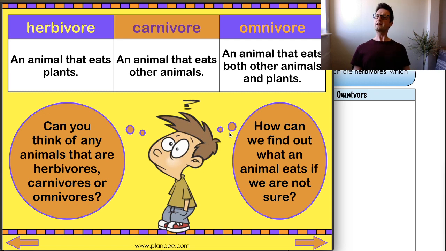Can you think of any other animals that are herbivores or carnivores or omnivores? I wonder as well if we can find out what an animal eats if we're not sure. I wonder how we could do that. How could we find out more about what an animal eats? Tell your partner now, or tell me in the chat.